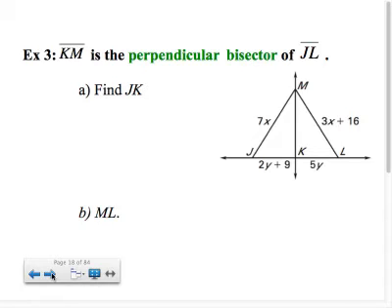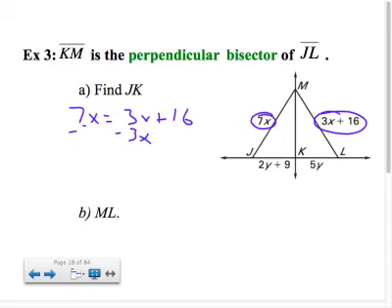Example 3, we know KM is the perpendicular bisector. Find JK. So again, same idea. We know that these two things must be equal. So 7x has to equal 3x plus 16. I'm going to subtract my 3x from both sides. So I get 4x equals 16, which says that x equals 4.